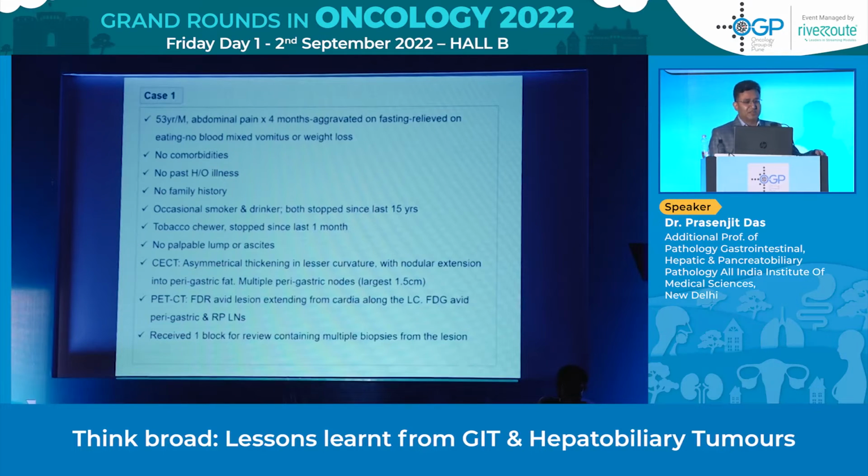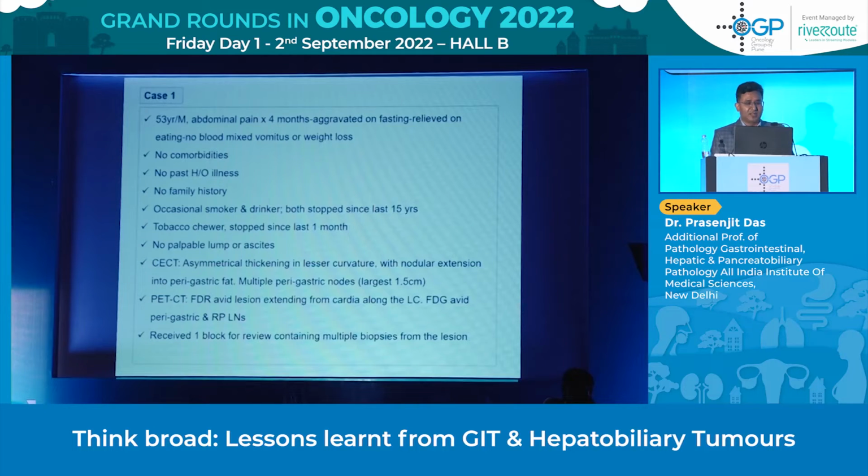This is a 53-year-old male patient presented with abdominal pain of 4-month duration, and that was aggravating on fasting but relieved on taking foods. No other comorbidity, no past history, no family history. Patient was a smoker and drinker, but that stopped long ago.